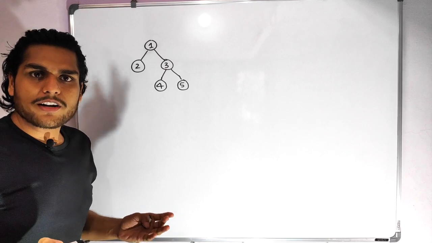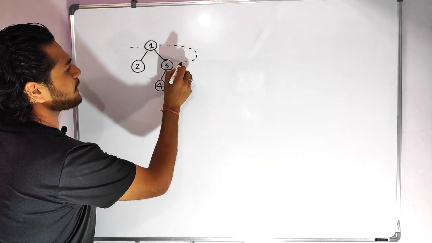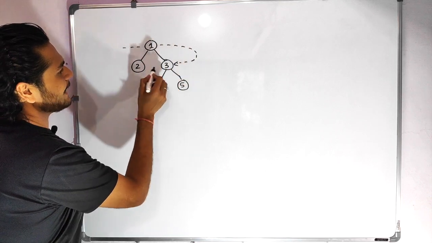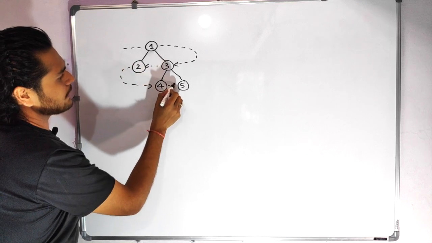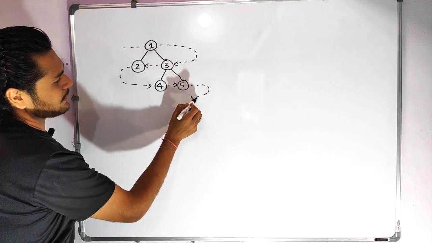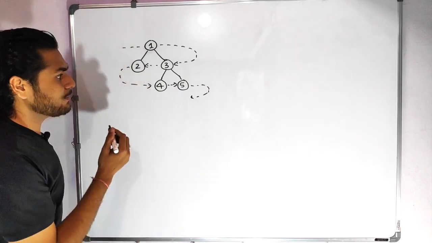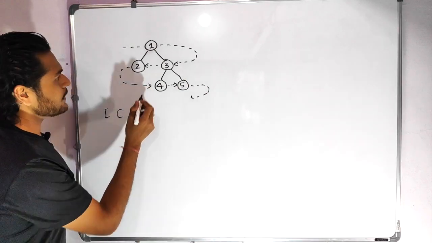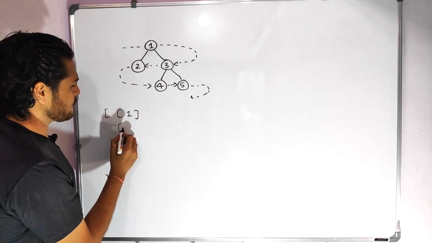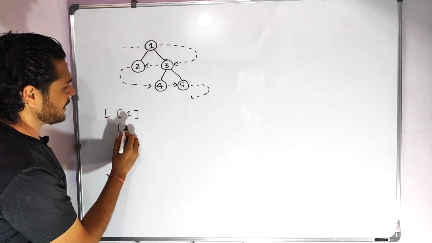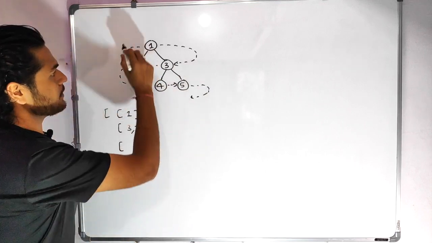The zigzag level order traversal for the tree looks something like this: 1, 3, and then 2, and then 4, and then 5, and so on. We are given this tree and we have to return a result. The result will be something like this. This is the output which we have to return: 1, and then 3, 2, and then 4, 5.